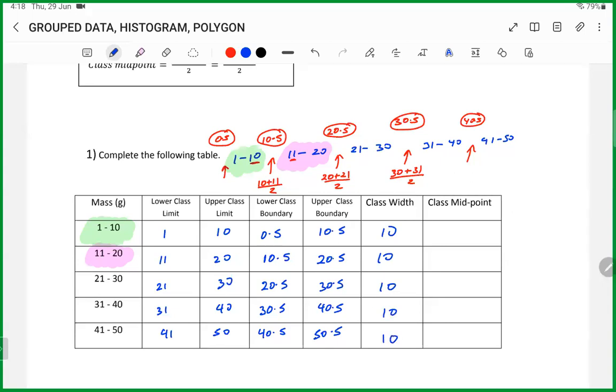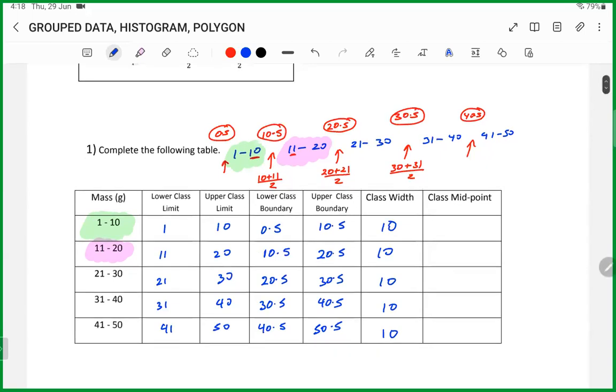Is it possible to have a set of grouped data and they vary the class width? Yes, it is possible. I have never seen it in a CXC past paper. I've seen it in textbooks, but not in CXC. Now, that doesn't mean there's a very small chance that they might try something new. But most likely you will have a constant class width, right? It doesn't have to be 10, it could be 10.5, something like that.